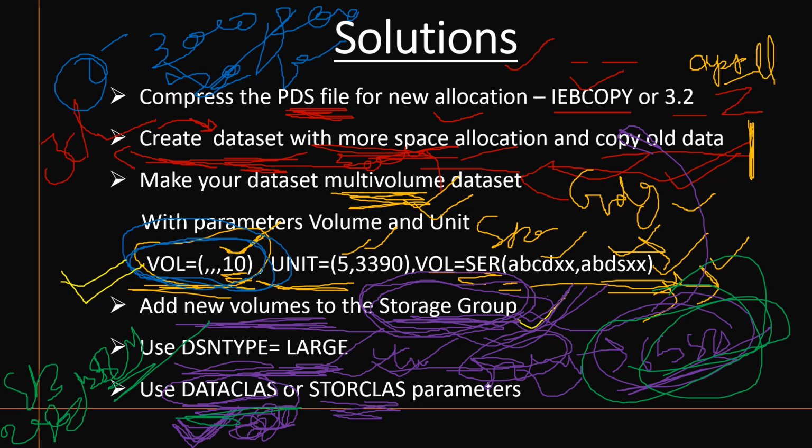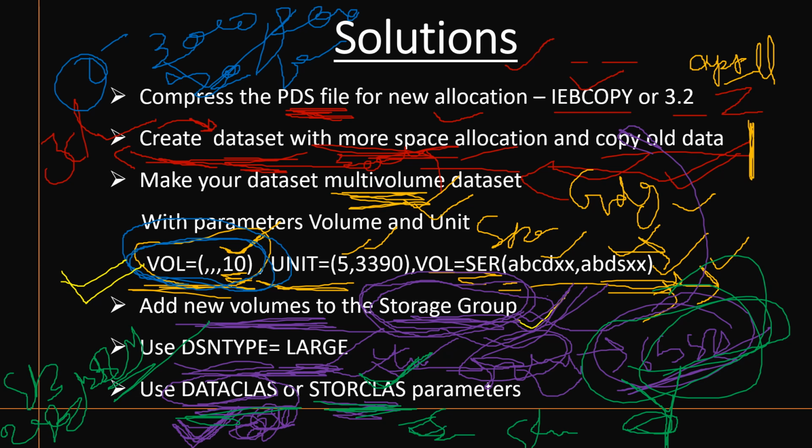And coming to the storage class parameter, when you give STORCLAS equals some particular name, guaranteed space is yes. In storage class there is an attribute called guaranteed space. If you allocate that storage class to your job, after the space parameter you have to give another parameter, STORCLAS equals the particular name. For example, if the name of that storage class is guaranteed something, you can give that name there, and your job will run fine.